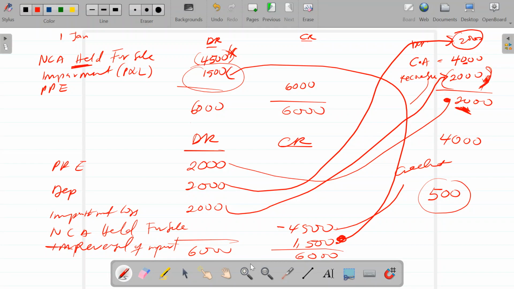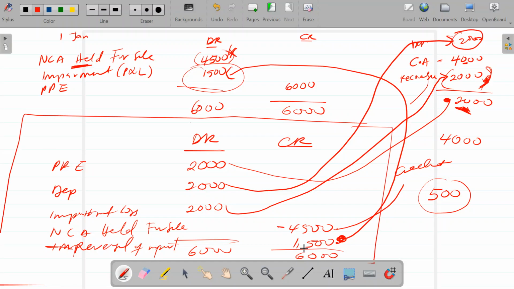Yeah. So that's how it should look. Oh, okay. So in a situation like this, double entry helps us to find our way out.